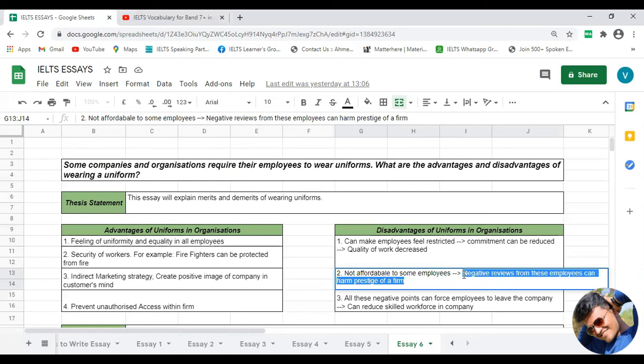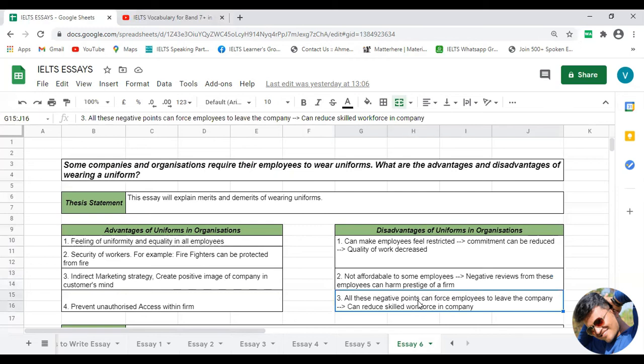And because of that, it will be a disadvantage for the organization if the uniform decided by them is costly and not affordable by some of the employees, and if proper arrangements are not made for those kinds of employees, then they can provide negative reviews. And with those negative reviews, the overall business of that firm can be hampered. So that's why you can also include this particular point in your disadvantage body paragraph number two.